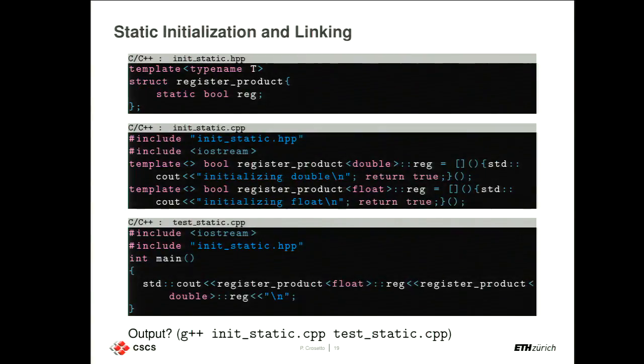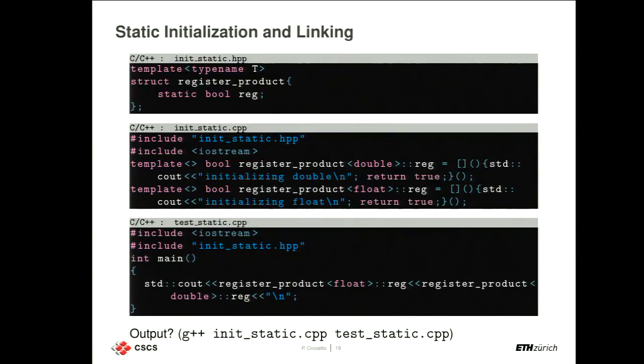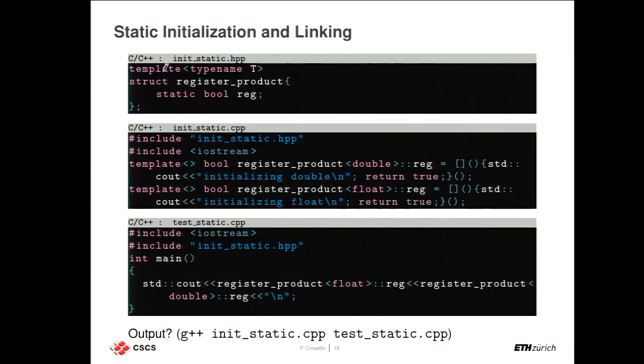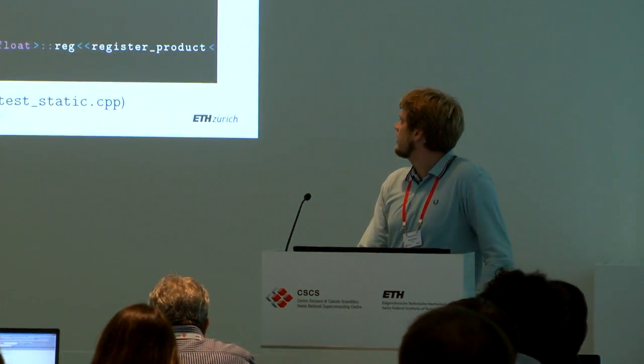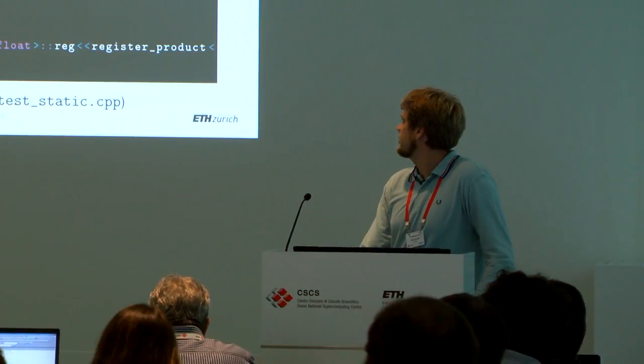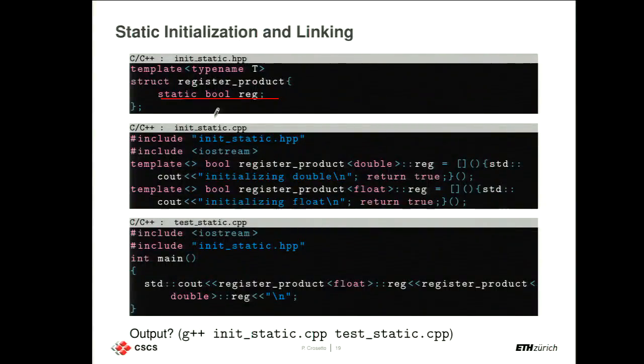The next part is about the linking. So you can see it in the factory design pattern, for instance. Usually people use static variables. So let's say that I have a static bool reg inside an HPP file, and so in a templated class which is called registered product, and then I instantiate two of the templated reg. So this is the syntax of the lambda, which we didn't see yet.